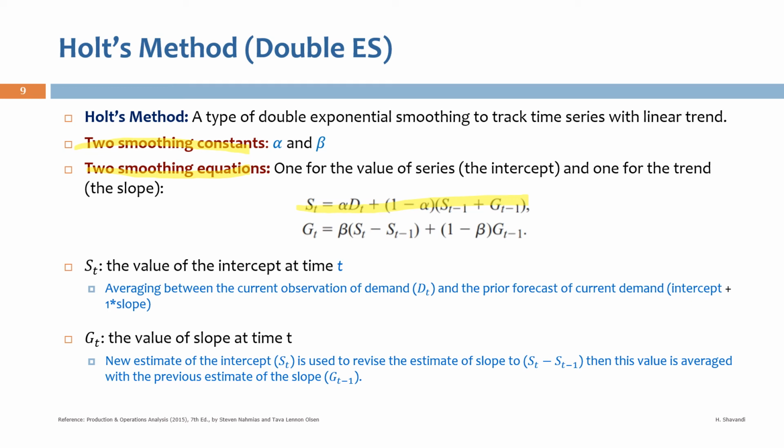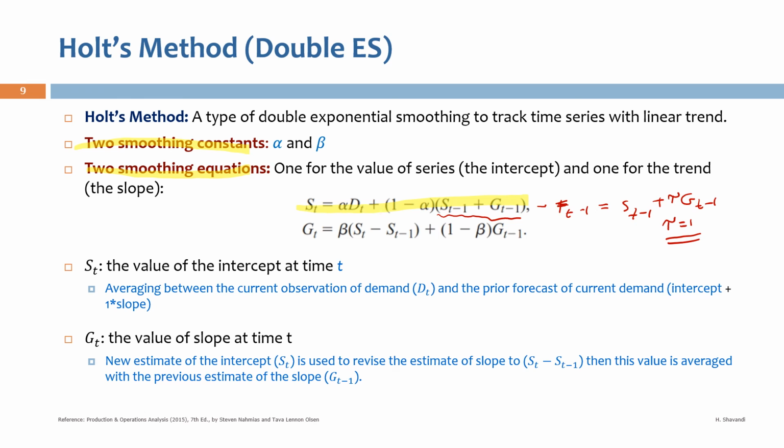So St-1 plus Gt-1 actually is Ft-1, I mean, the forecast that we calculated at time t-1 for time t, because here we assume St-1 plus tau Gt-1, and tau here is 1. So St-1 plus Gt-1 will be the forecast. Here we are taking a weighted average by alpha between the actual demand and the forecasted demand as the updated intercept.